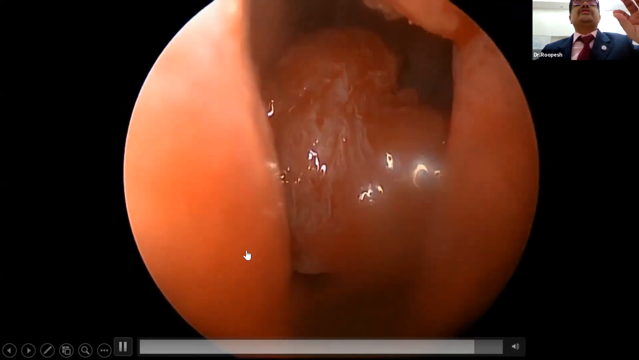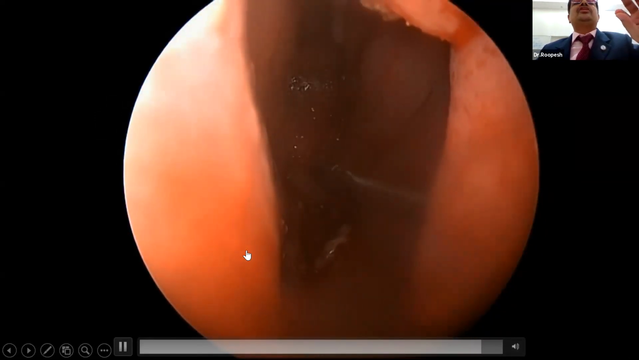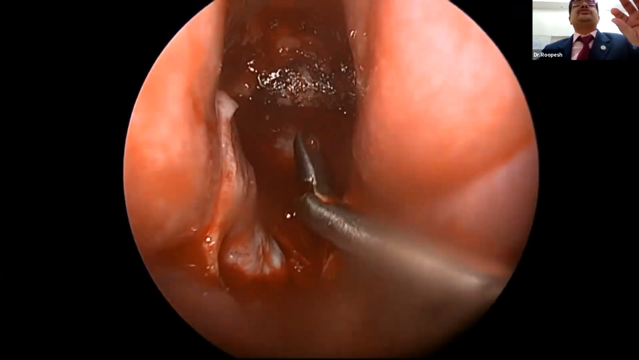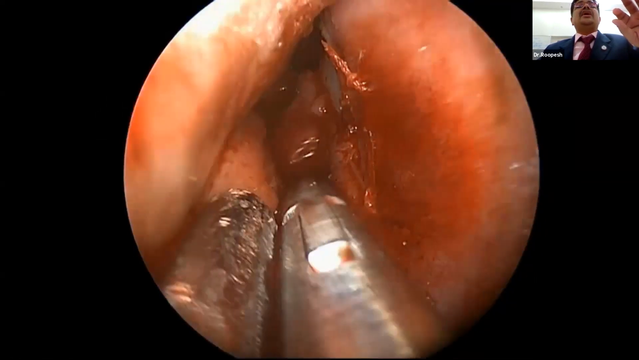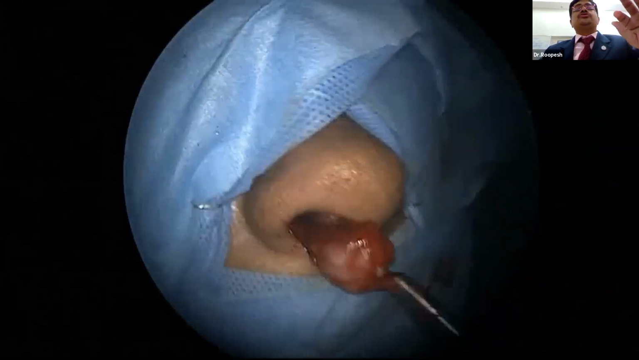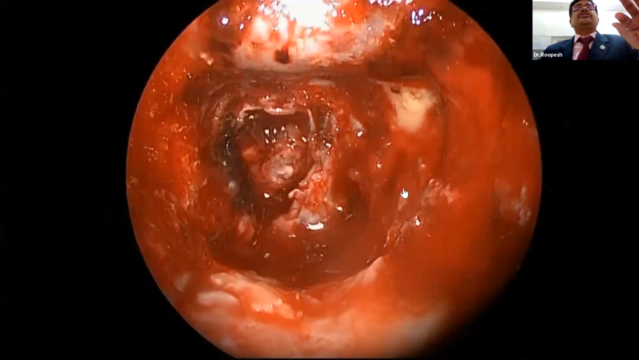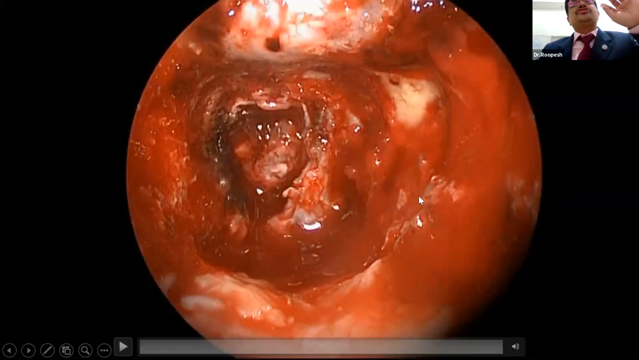So for small tumors centrally located, centering on the clivus, you can see that the tumor is very slippery, and you can deliver it through the nose. And that is the end of the surgery. So you can see these are small-sized tumors.